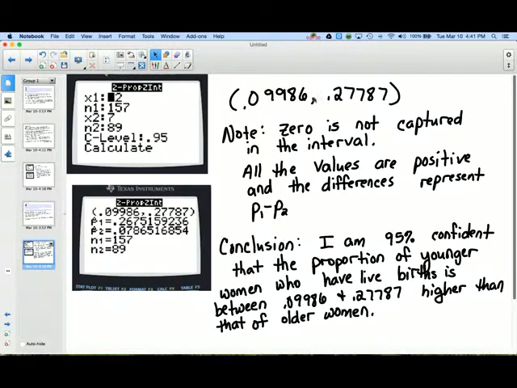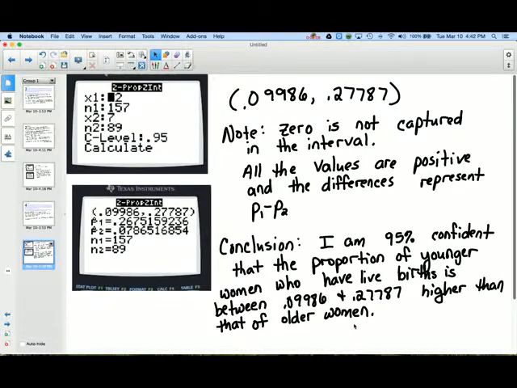Remember, this represents P1 minus P2. Whatever you put in first in your calculator, it's going to subtract it in that order. So this would be P1 minus P2. So this is the younger group minus the older group. And that makes a difference when you do your interpretation. So my conclusion, I said, was I am 95% confident that the proportion of younger women who have live births is between 0.09986 and 0.27787, higher than that of older women. So that's not saying that this is the proportion of live births. It's saying it's this much higher than that of older women.